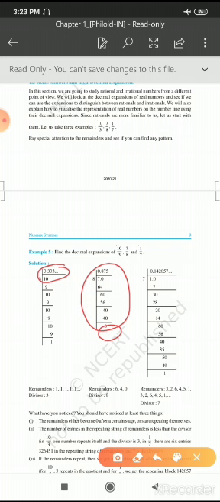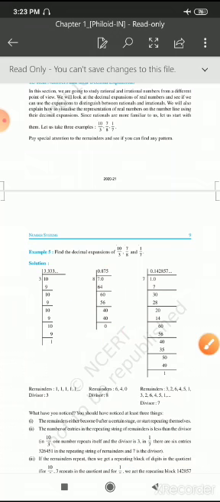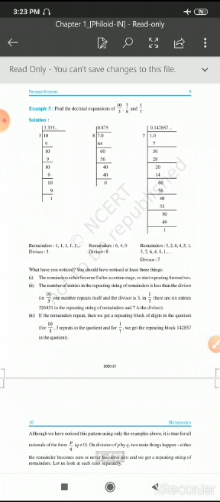If you take 1 by 7, the decimal expansion is 0.142857 and so on. So it is also not terminating. The division is not terminating. So this is also a non-terminating decimal. So in non-terminating we have two types. What are they? Non-terminating repeating and non-terminating non-repeating decimals.